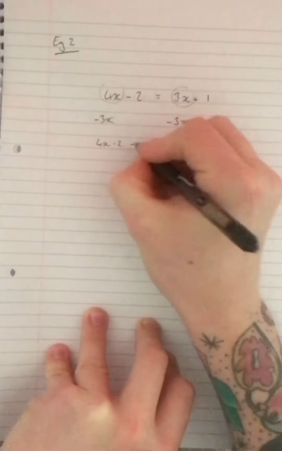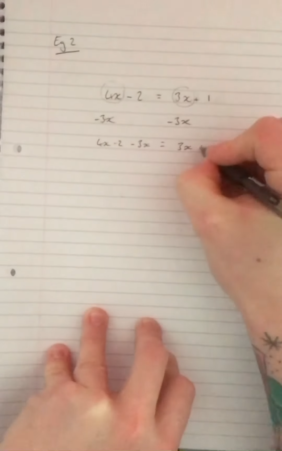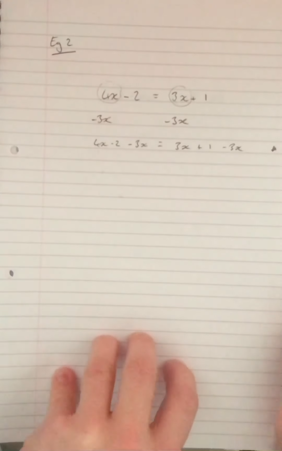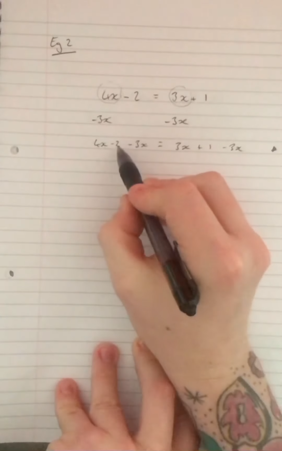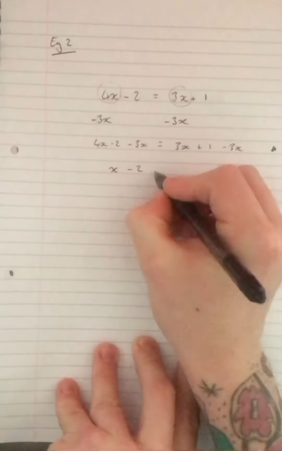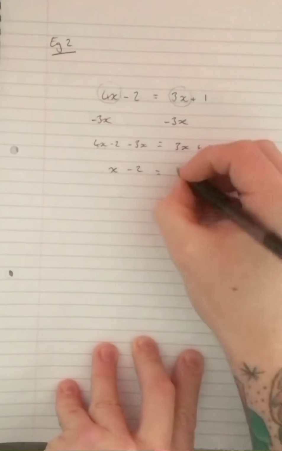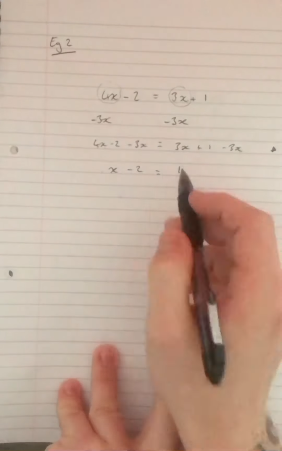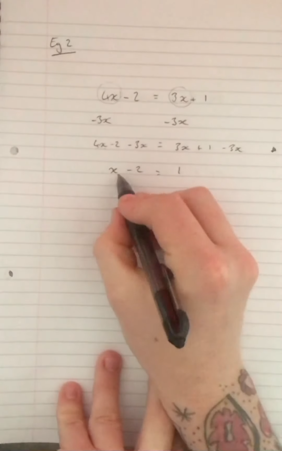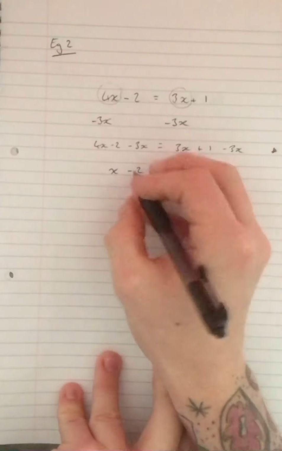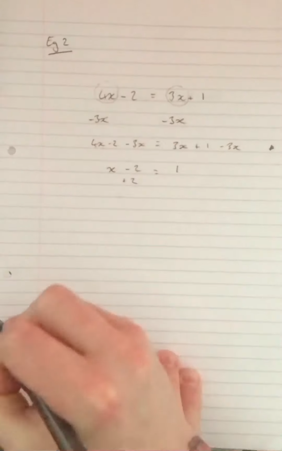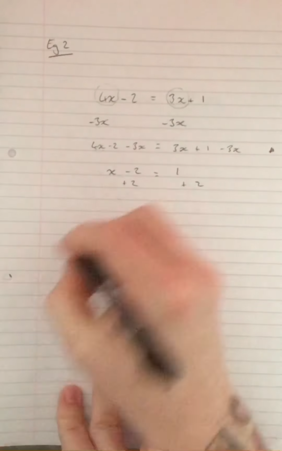4x take 2 take 3x is equal to 3x plus 1 take 3x. This is a line of working you don't necessarily need to write down. 4x take 2 take 3x. 4x take 3x is x, because they are like terms, take 2. 3x take 3x is 0, plus 1 is just 1. Now again, at this point, this is different from last week and from before Easter. We're left with x take 2 is equal to 1. We need to add 2 to this side of the equation to get rid of this. So let's add 2 to this side of the equation. We must also add 2 to this side of the equation.